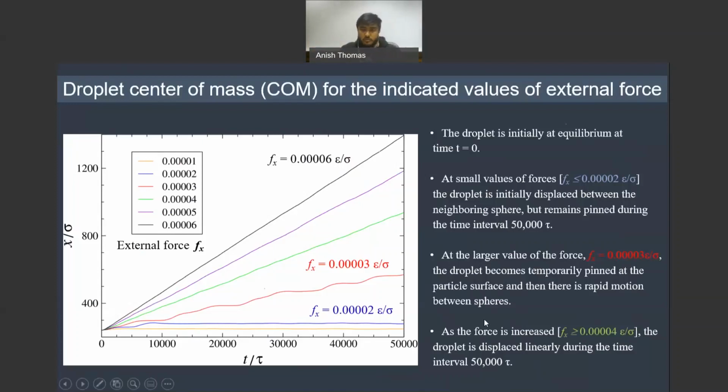At larger values of force, say f of x equal to 0.0003 epsilon by sigma, this is the most interesting case because the droplet has a continuous displacement motion and also temporary pinning motion. Hence, we see a stepwise kind of curve. As the force on the droplet is increased, let's say f of x greater than 0.0004 epsilon by sigma, we can see the droplet displaces linearly during the time interval of 50,000 tau. You can see the curves in green, purple, and black. There is a smooth curve showing that the droplet is displaced linearly.